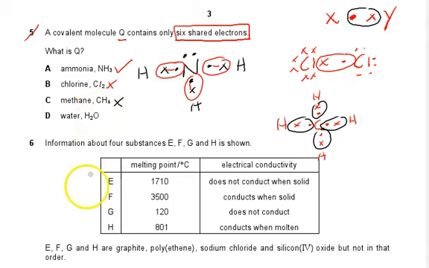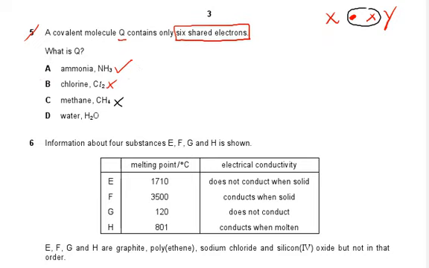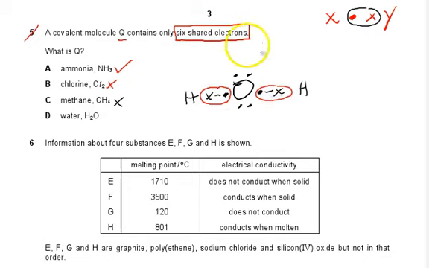Now if you look at water, let me clear this stuff. Oxygen has 6, so I put here 1 and 2, 1, 2, total 6. Now hydrogen has 1 electron. They have only 4 shared electrons. It means 2 bondings. So this is not the answer. So your best answer here is A.